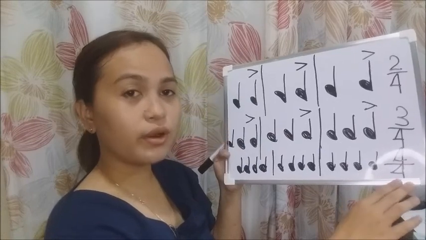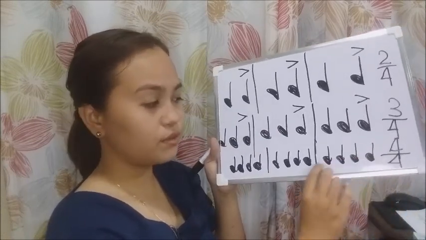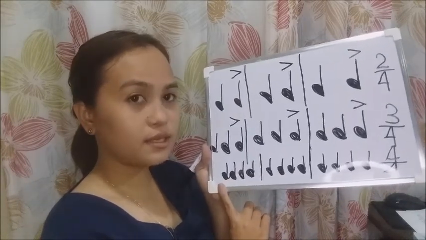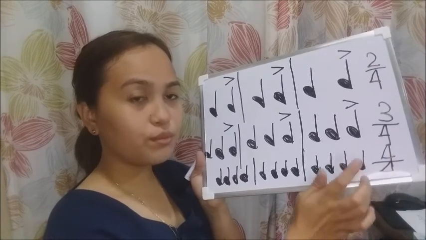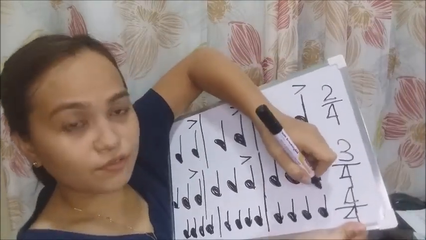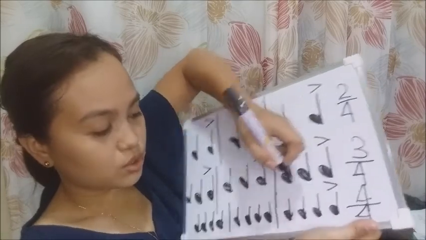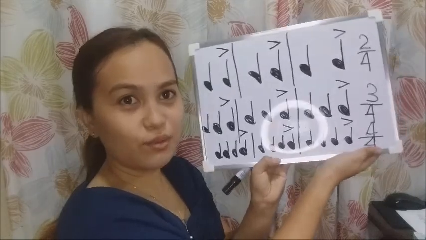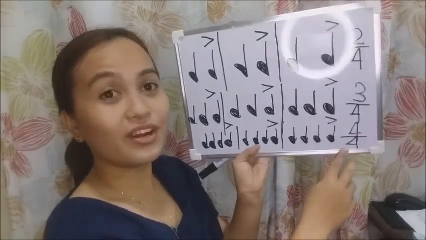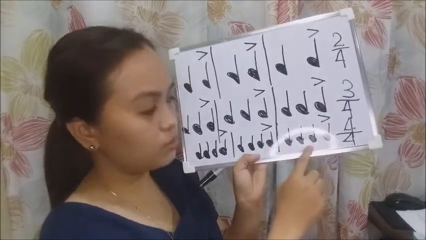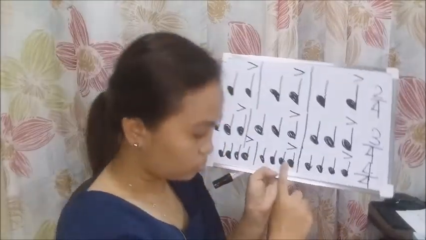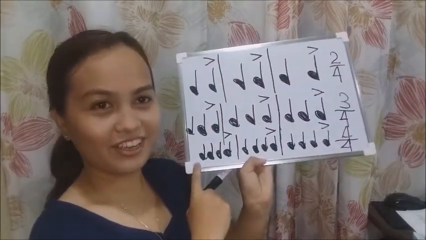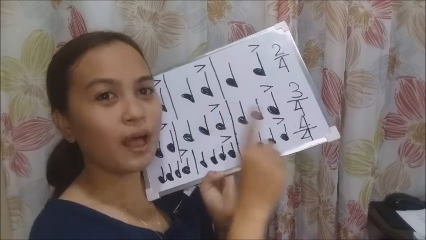Now for the quadruple meter. 1 2 3 4 1 2 3 4. Now let us put the accented symbol or the strong beat on the first note of each measure. Okay, let's do this by nodding our head again. 1 2 3 4 1 2 3 4. Okay, that is a quadruple meter.